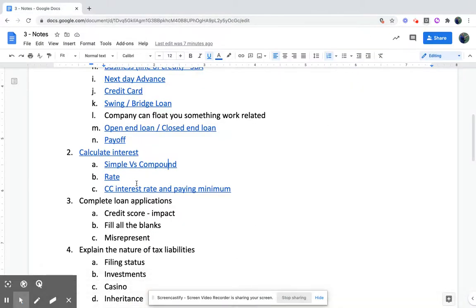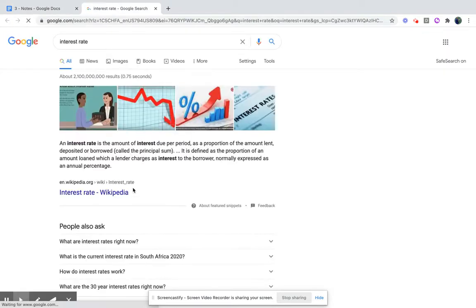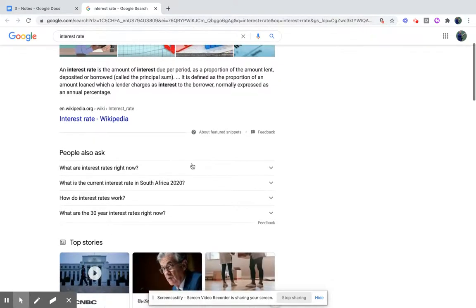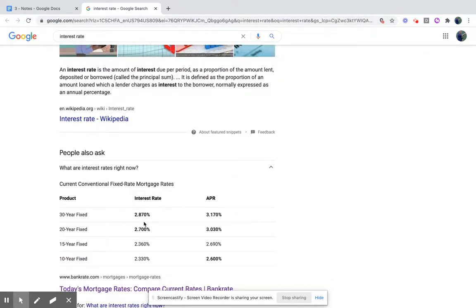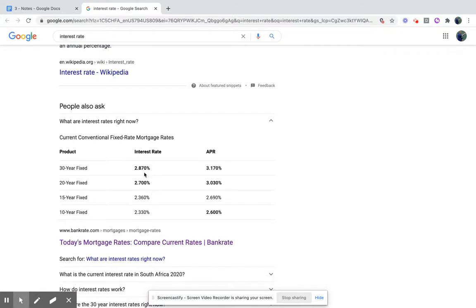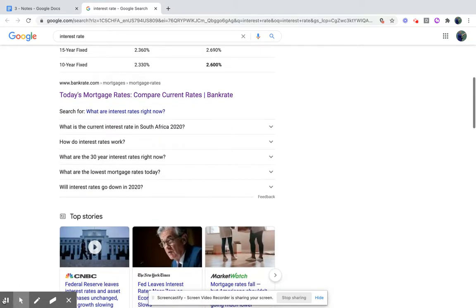All right, so coming back to our notes, we talk about calculating interest. You got to know what your rate is. Interest rate is the amount of interest due per period. You got to know what that is. They're going to change with mortgages. We talk about an interest rate, that's where you're going to see it the most. With your car loan, it's going to have an interest rate. One thing that we didn't talk about yesterday with houses: interest rate and APR. They are a little bit different.